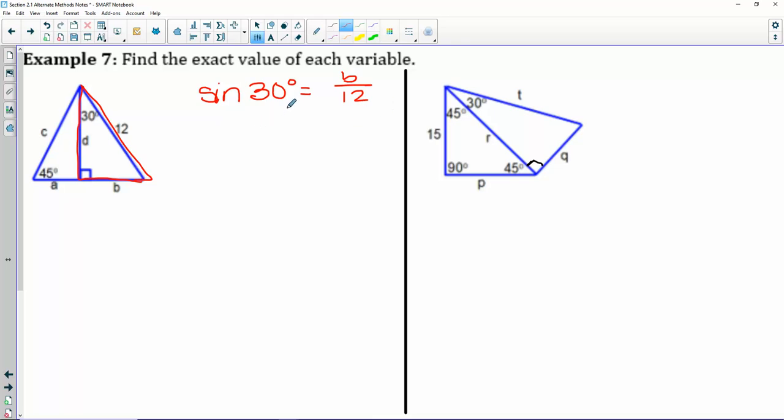And then we use our hand trick. So sine of 30 degrees. If I fold in my 30 degrees, sine is the square root of the top over 2. So square root of 1 over 2 is 1/2. So if I multiply by 12, B is 6.